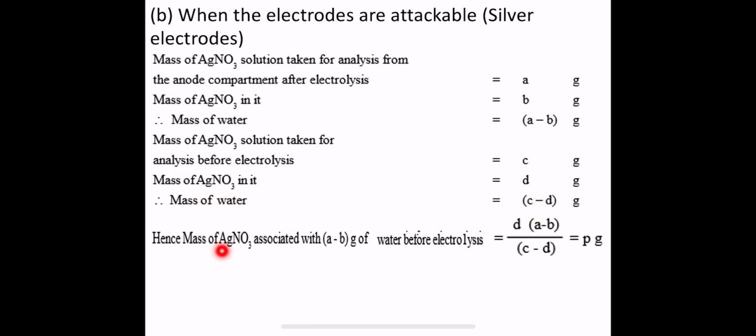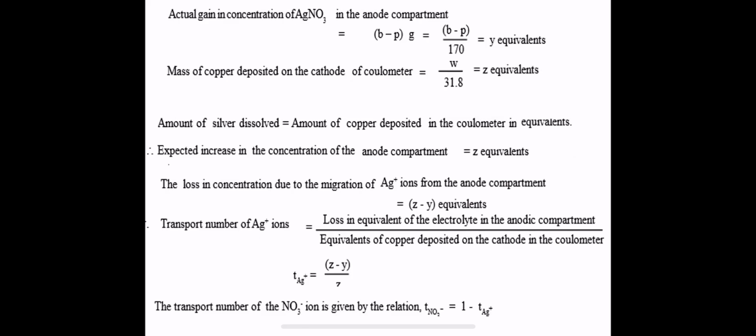Hence the mass of AgNO3 associated with A minus B grams of water before electrolysis is equal to D into A minus B, and by cross multiplication we get this, called P grams. Next, the actual gain in the concentration of AgNO3 in the anode compartment, that is B minus P grams, by taking the equivalent weight, we are going to convert the grams into equivalents. Let me call it Y equivalents.